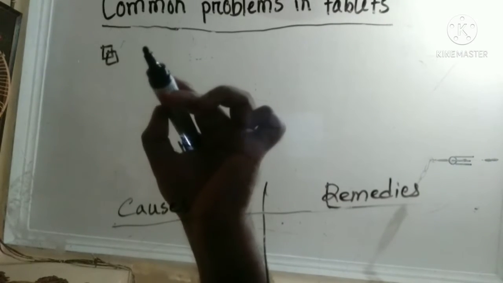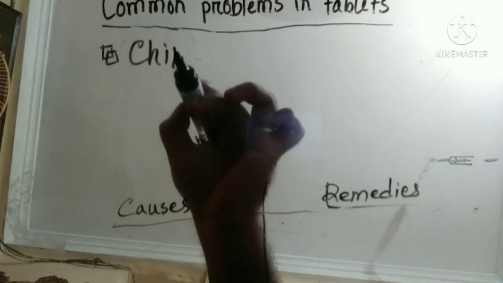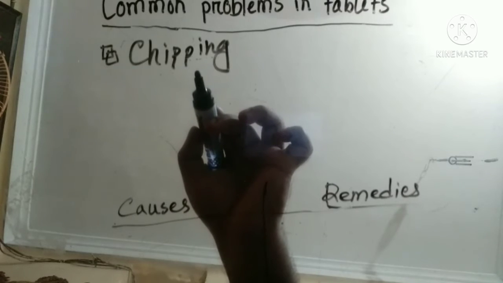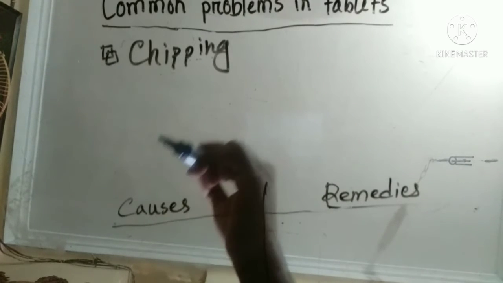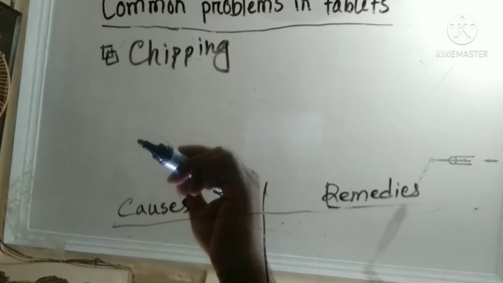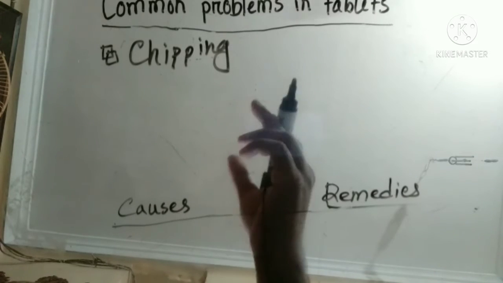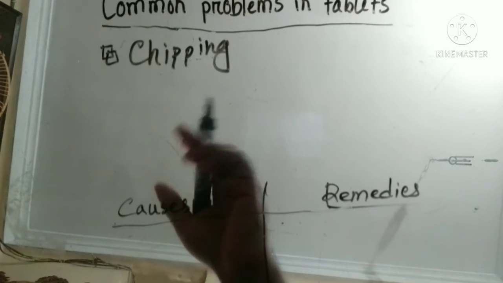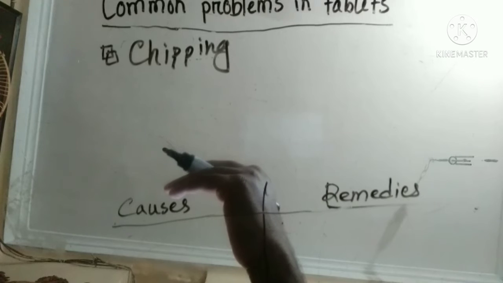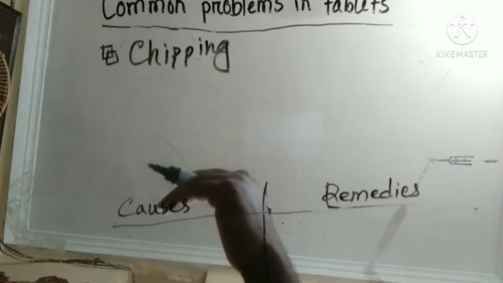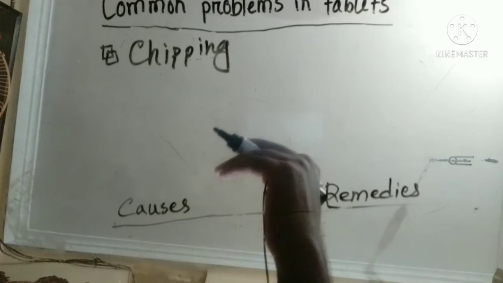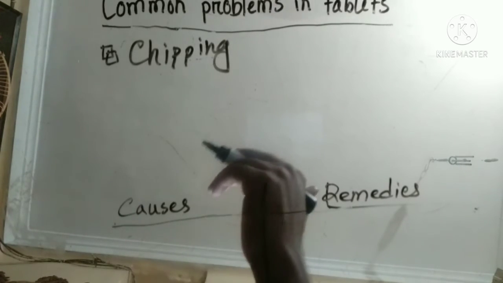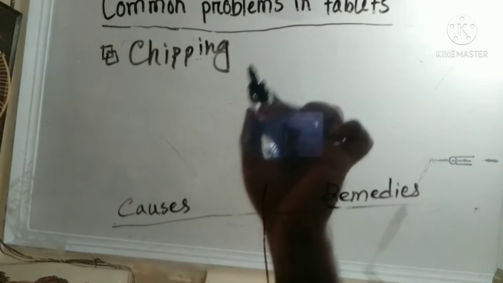So in chipping, what is seen? Tablet edges are broken. Edge of the tablet is broken. Okay, so chipping can be defined as the breaking of the tablet edges while the tablet leaves the press or during the subsequent handling and coating operation. So tablet is actually broken.